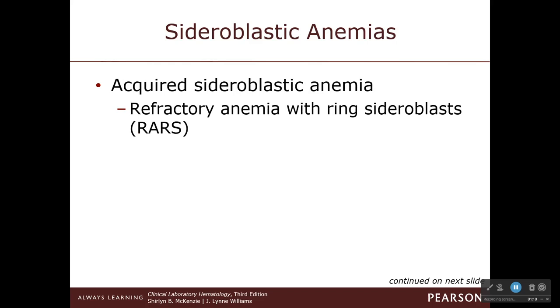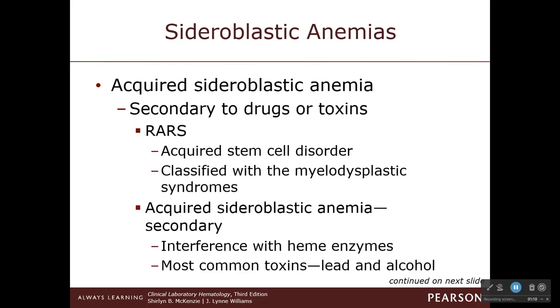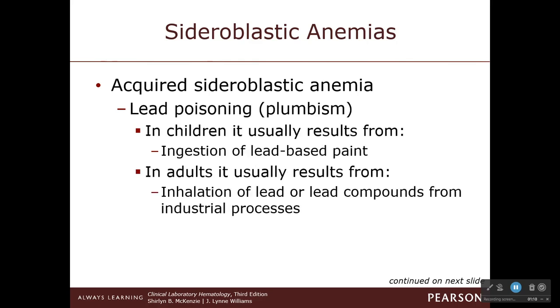Okay? We talked about refractory anemia with ringed sideroblasts. We're not going to spend that much time on it. RARS is usually an acquired stem cell disorder. We'll talk about myelodysplastic syndromes when we start talking about the leukemias. So just kind of be familiar with it, but I don't really care that you know it. Okay. Most common toxins that lead to acquired sideroblastic anemia are lead and alcohol. People who are alcoholics have a high rate of developing acquired sideroblastic anemia, okay, as they go.